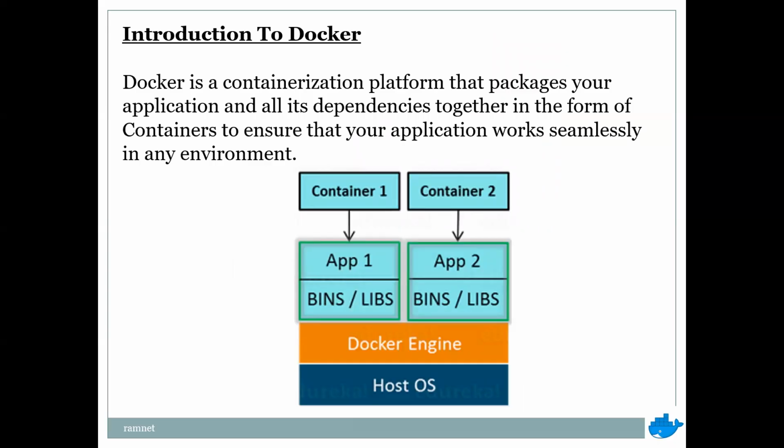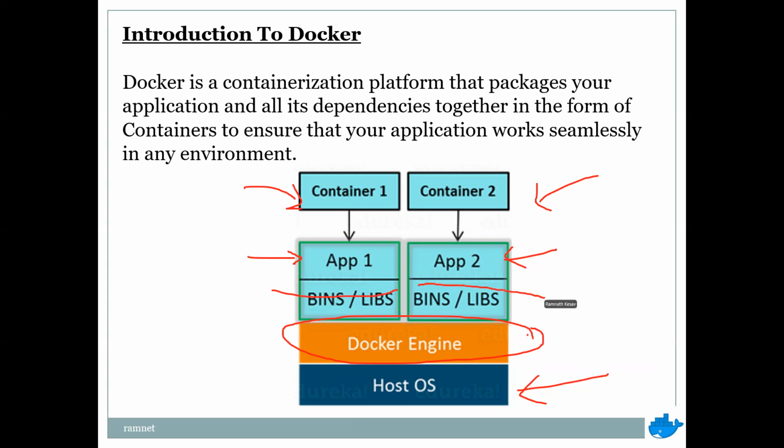Introduction to Docker. This is the Docker engine. This is the host OS. This is container 1, this is container 2. Application 1, application 2. Application 1 has its own binaries and libraries, and application 2 has its own binaries and libraries. But these two containers will be handled properly by the Docker engine. And this Docker engine will interact with the host OS to allocate resources, either hardware or software.